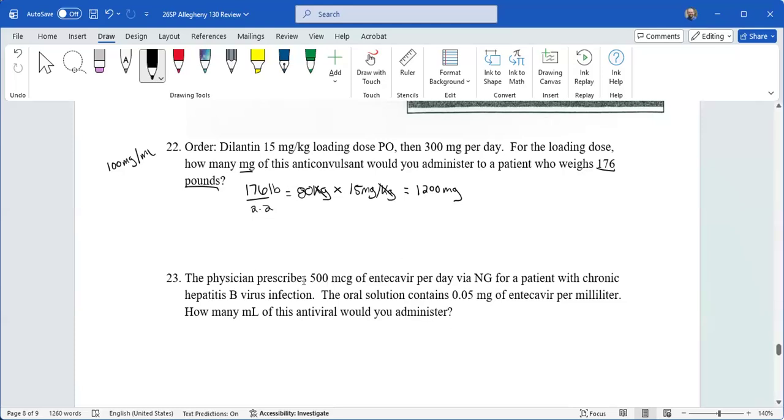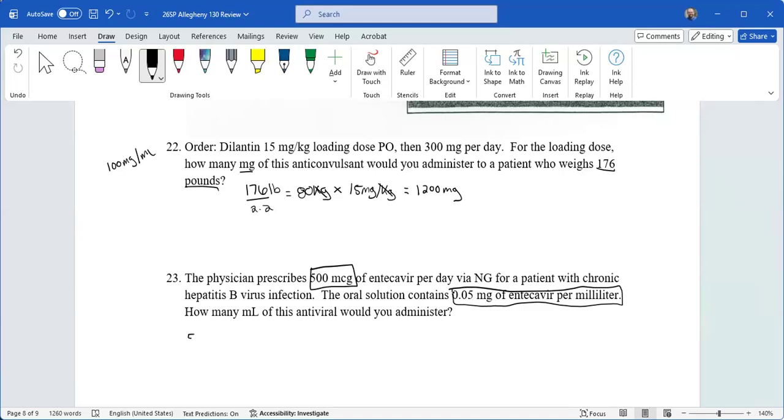The other example: for this question, it's telling us that the physician has prescribed 500 micrograms of entecavir, and that the available is 0.05 per milliliter, and we want to know how many milliliters to administer. So when your order is in micrograms and your available is in milligrams, we need to convert one or the other to accurately get an answer for this.